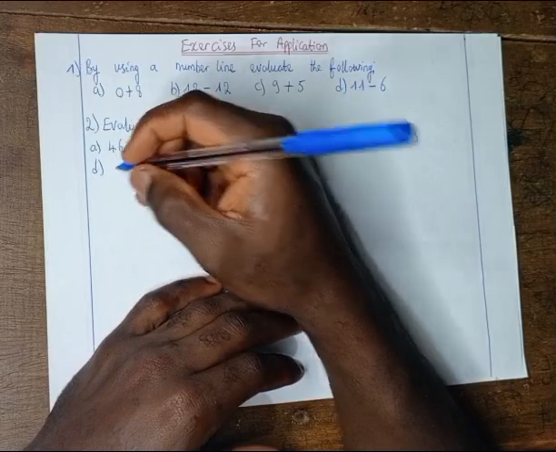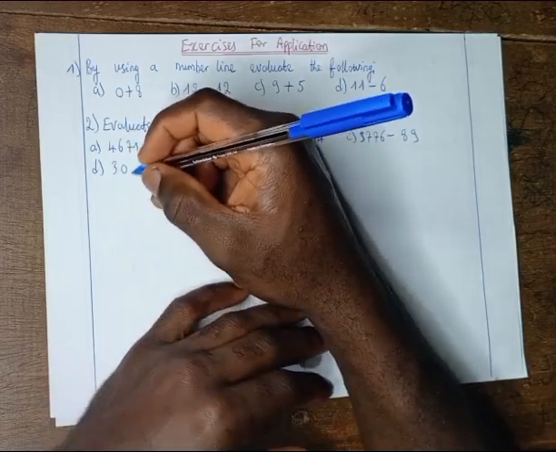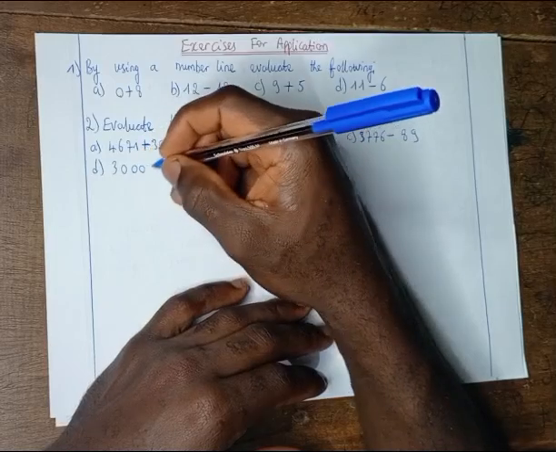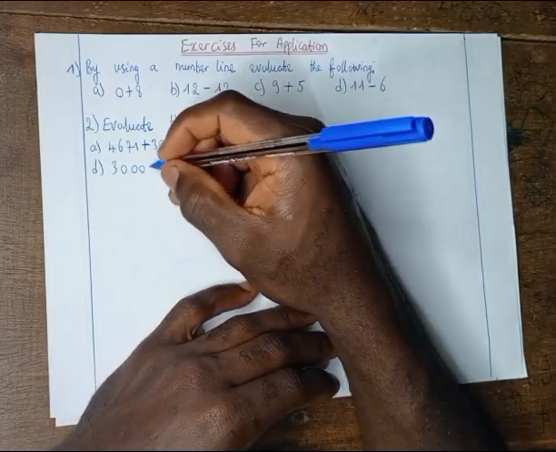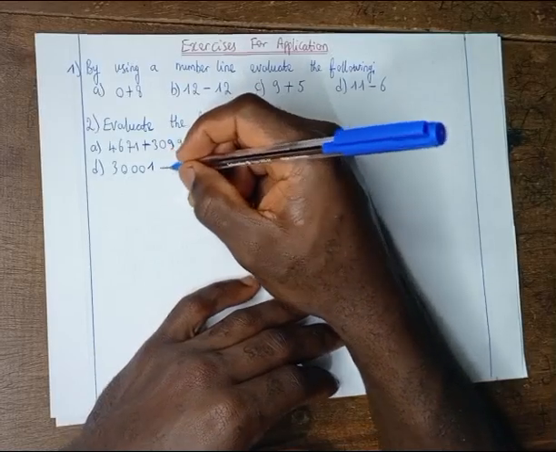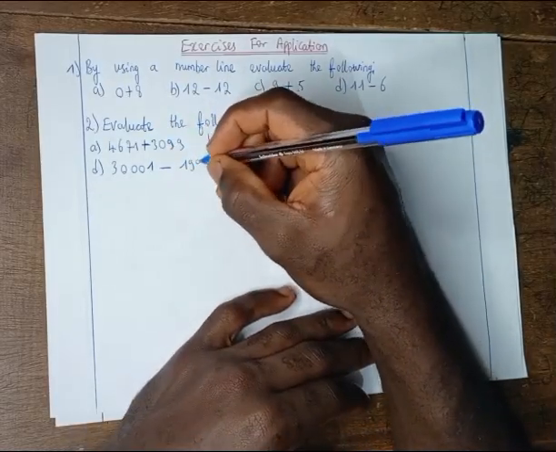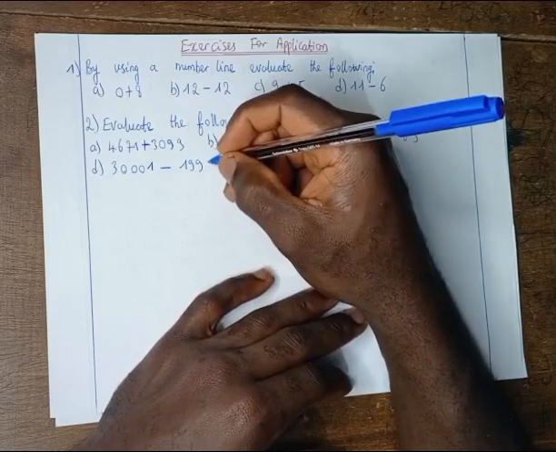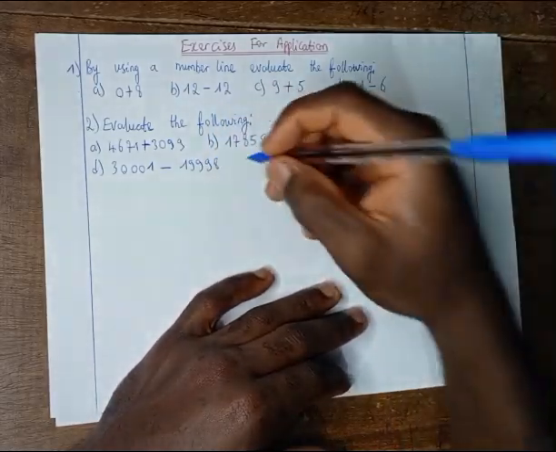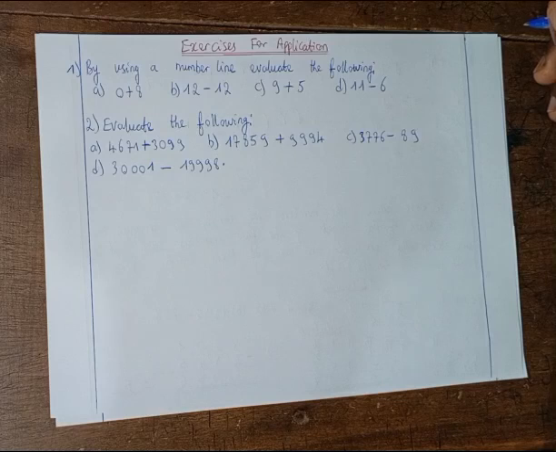D, we have 30,000, let's take 30,001 minus 19,998. So these are the exercises we have for application on addition and subtraction of natural numbers.